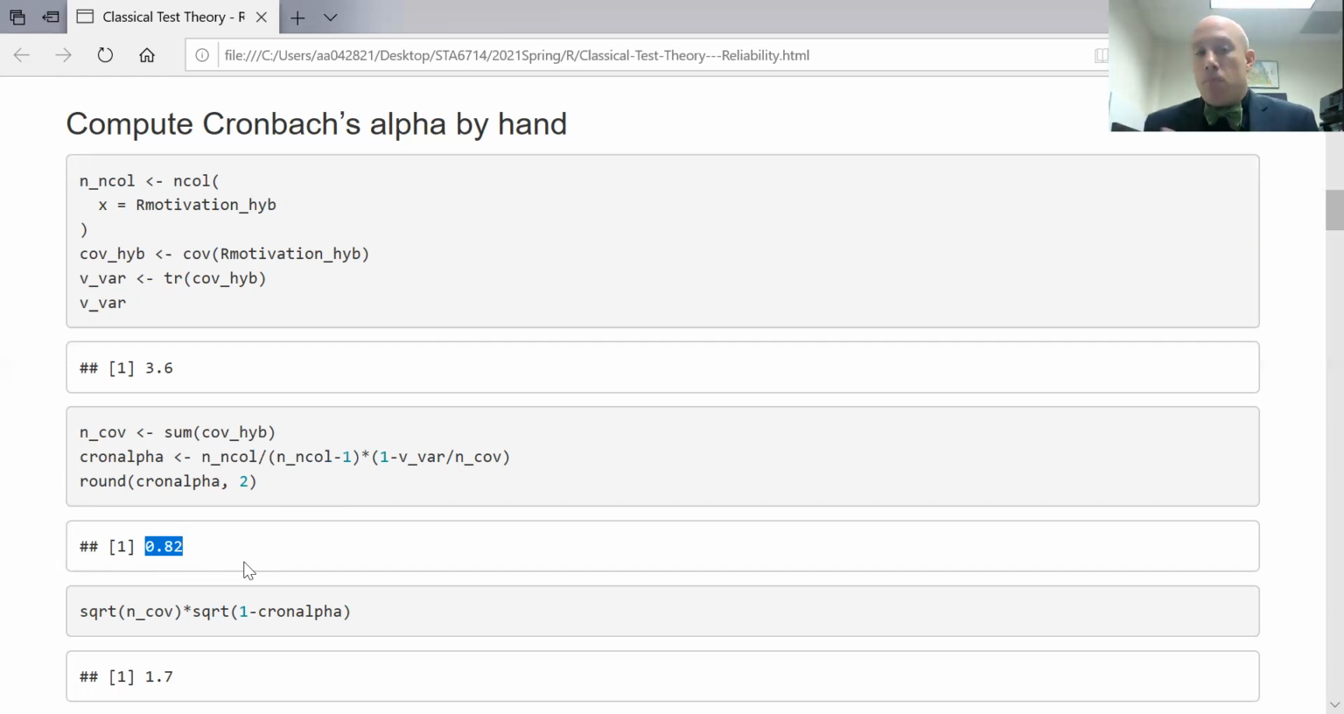If it broke 0.9, if it's above 0.9, I would start to think there's something probably wrong about this. Maybe there was a repeat of a question. Maybe several questions are asking the same thing, even though I thought otherwise when I wrote the questions. Now, if I look at the square root of the covariance term that we got earlier, and we take the square root of 1 minus Cronbach's Alpha, we get 1.7.